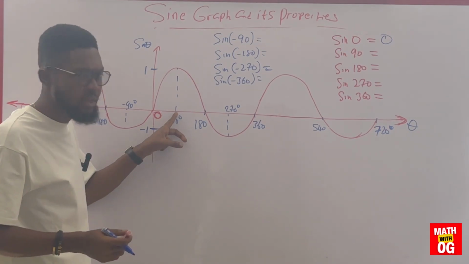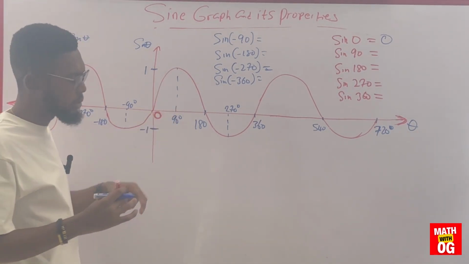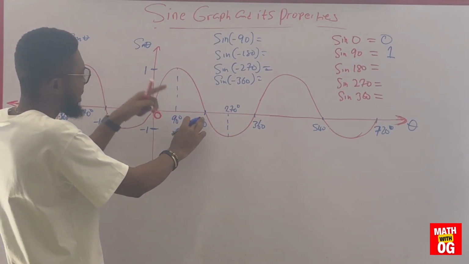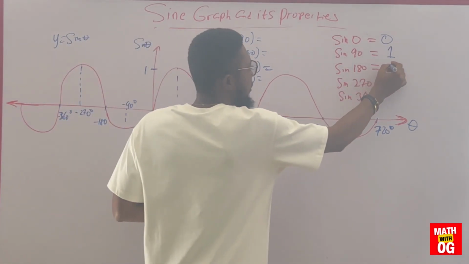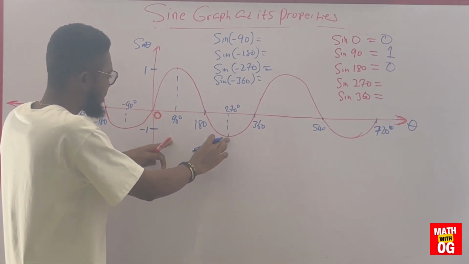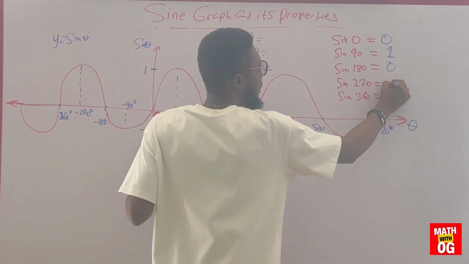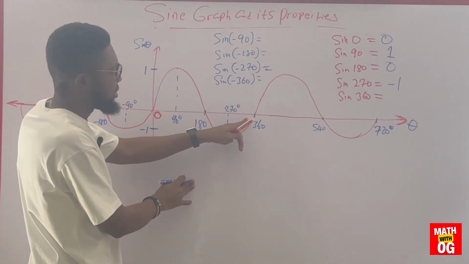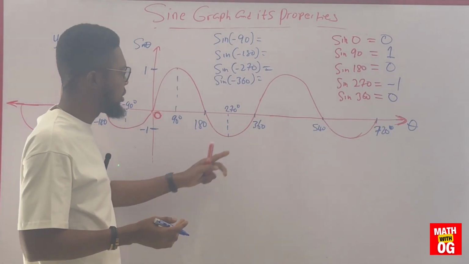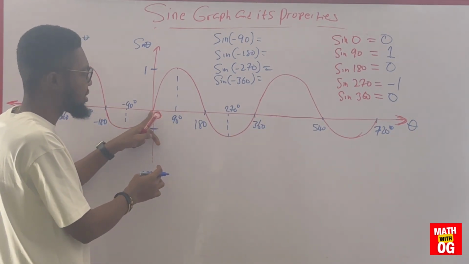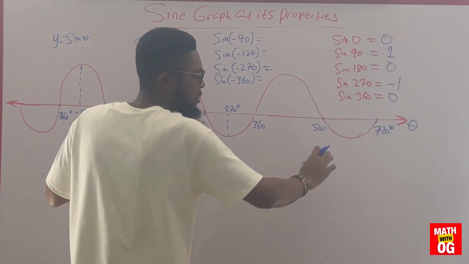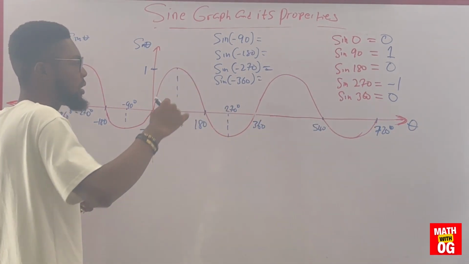When theta is 90 degrees, sine theta is equal to 1. When theta is 180 degrees, sine theta is equal to 0. When theta is 270 degrees, sine theta is equal to -1. When theta is 360 degrees, sine theta is equal to 0. And from this point henceforth, it is repeating itself. So this is 360 behaving exactly like 0. So everything from here down to 720 will behave from 0 down to 360 exactly the same way. So that's just another revolution.